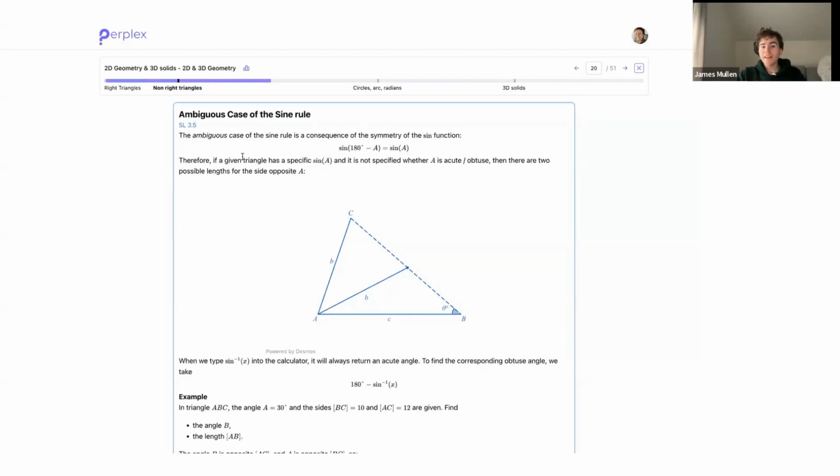And therefore, if a given triangle has a specific value for sine of A, but we don't know whether it is acute or obtuse, then there are going to be two possible side lengths A. And in this triangle, I should have said sine C is the thing that's given. That would have been consistent with the diagram. And then there's going to be two possible side lengths for A. Let's look at what that would mean in a specific example.